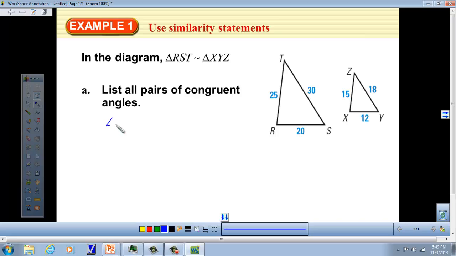So we can say that angle R is congruent to angle X. We can say that angle S is congruent to angle Y, and angle T is congruent to angle Z. Okay? So those are all the pairs of congruent angles.